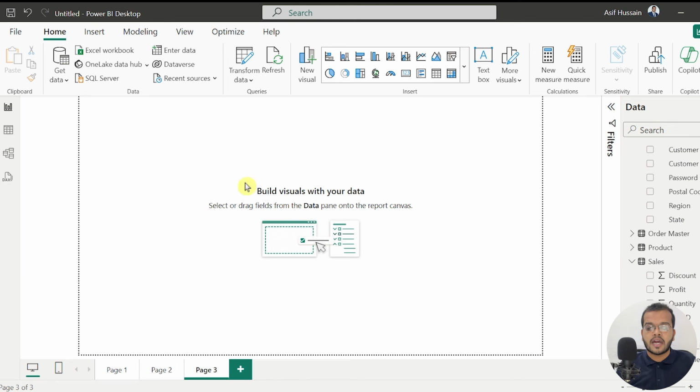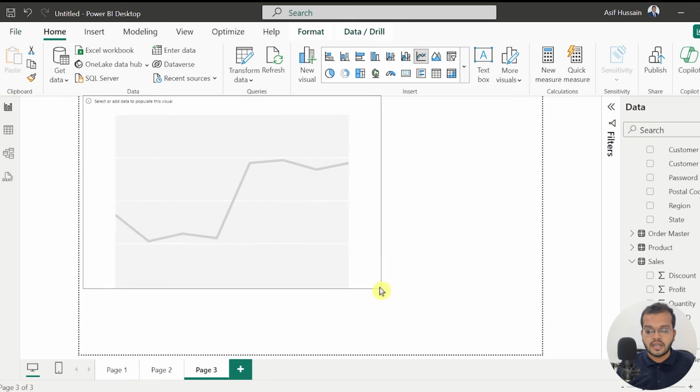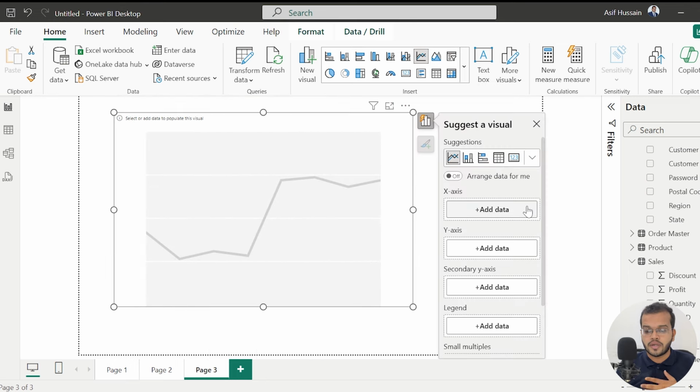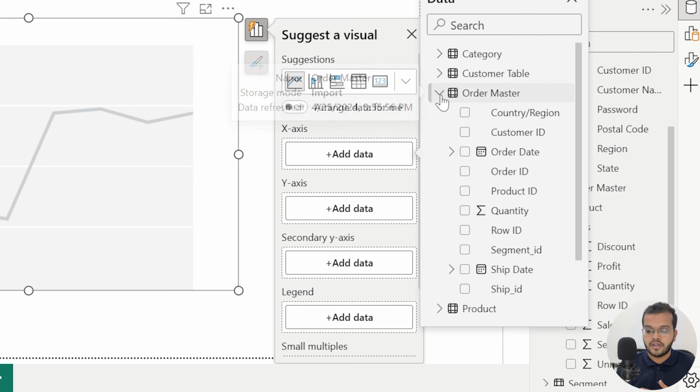So now let me guide you over this one. I am choosing a line chart here. In this line chart, it's very easy, we just need to understand it. In the x-axis, let me add the date related information.